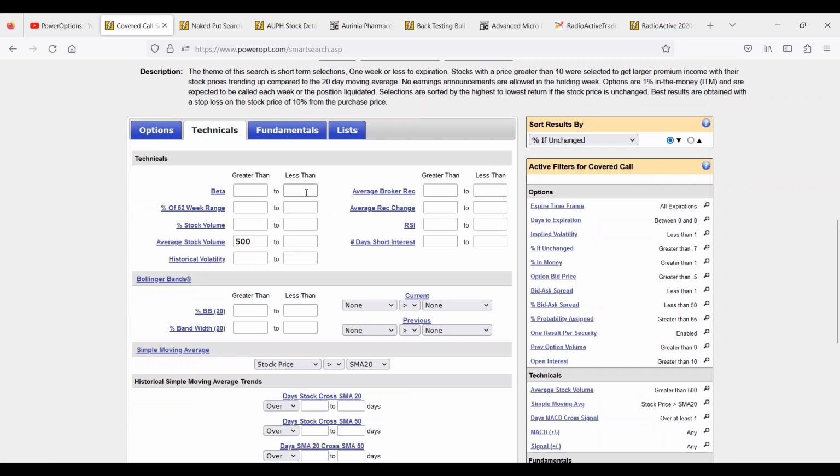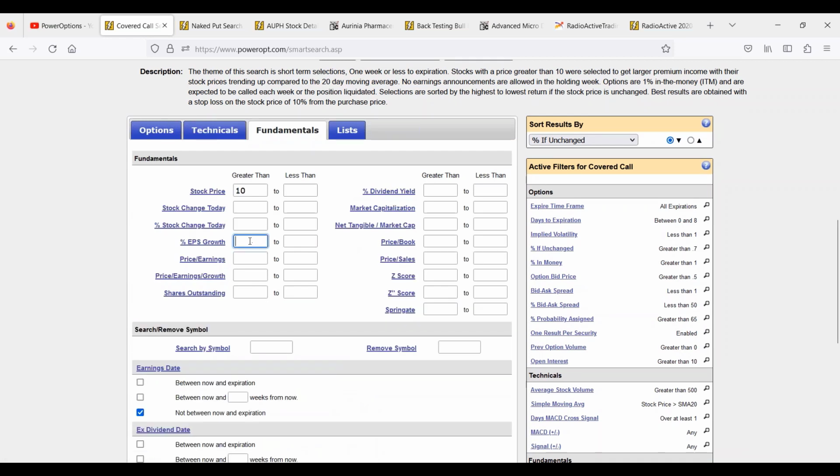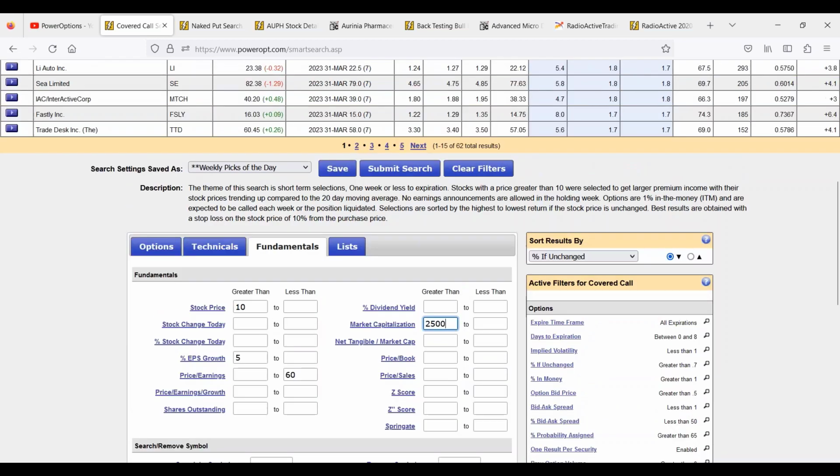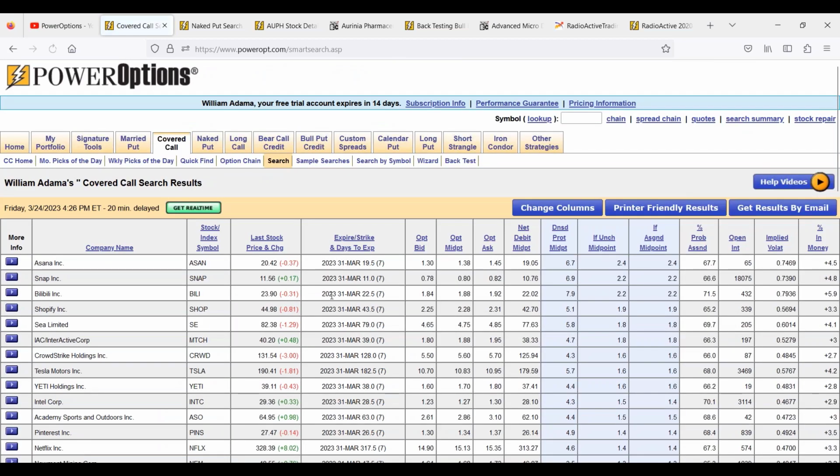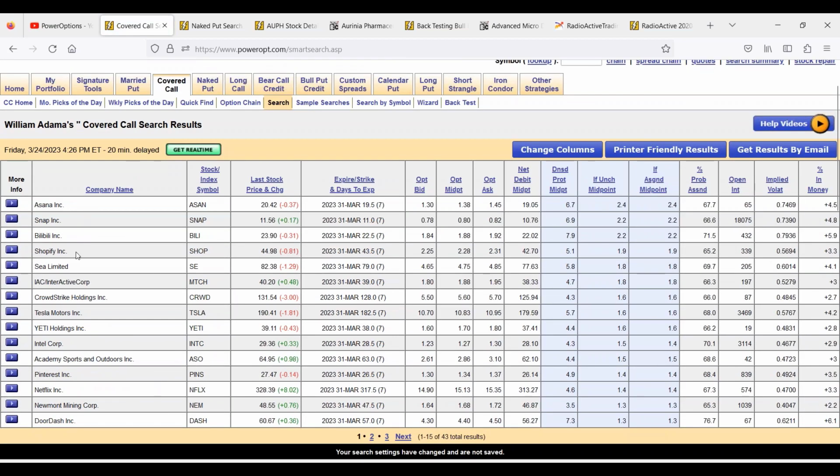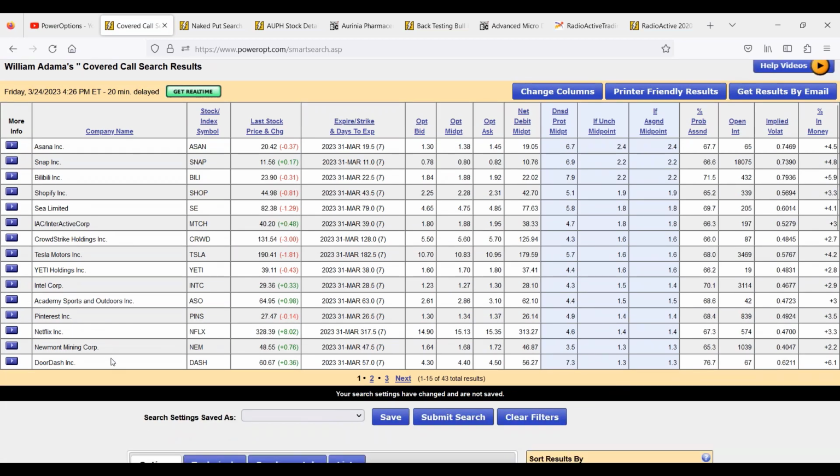Maybe I don't want something with too high of a beta, but let's do our other ones. Let's just say I want to see effective positive management, 5% earnings per share growth or more. Again, relative PE for this market of less than 60, market cap of 2,500. We know C Limited is going to be there. Asana, Snap, Shopify, C Limited, CrowdStrike, Tesla's in there, Yeti, Intel, Netflix, Newmont. These names are about 75% familiar to me. Probably you too. So there are tweaks that can be made.